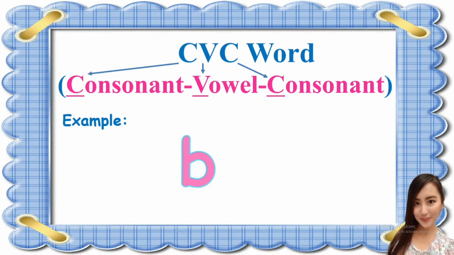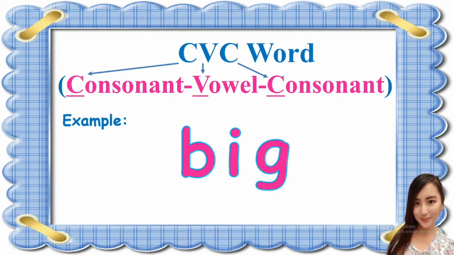Okay, for example, B, B. So B, I, G, big, big. This is a CVC word because B is a consonant, I is a vowel, and G is a consonant. Big, B-I-G. So big is a CVC word.